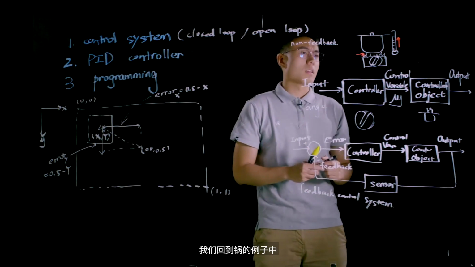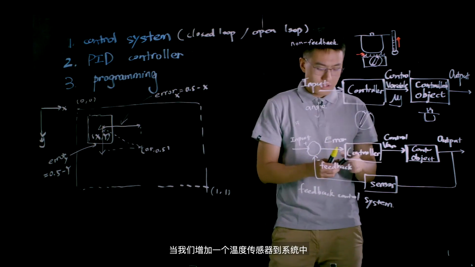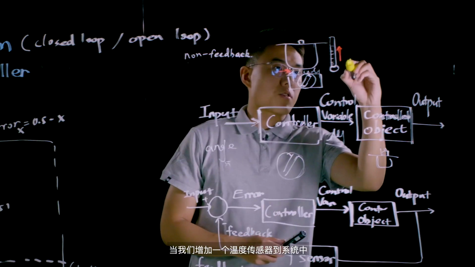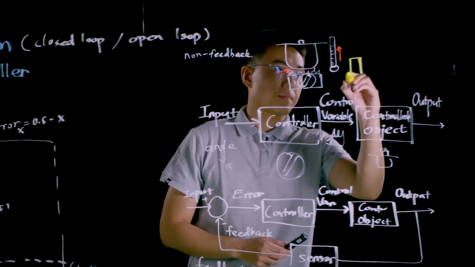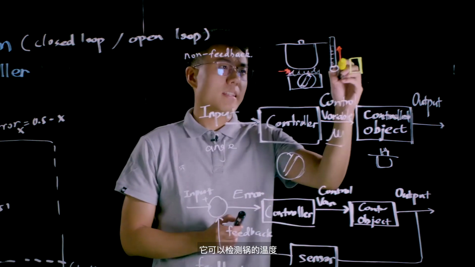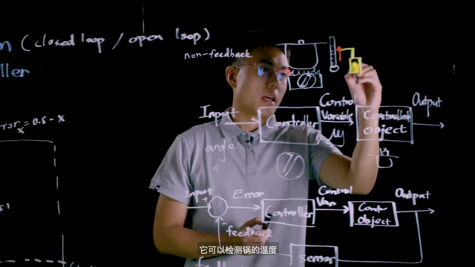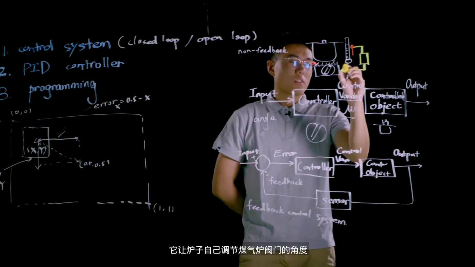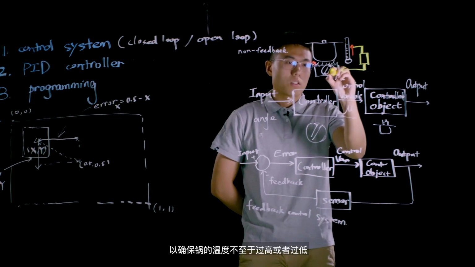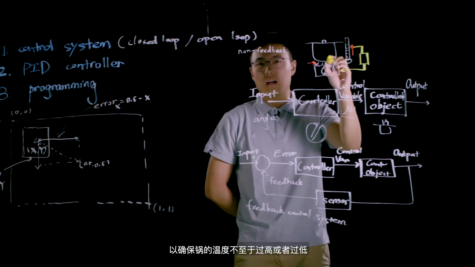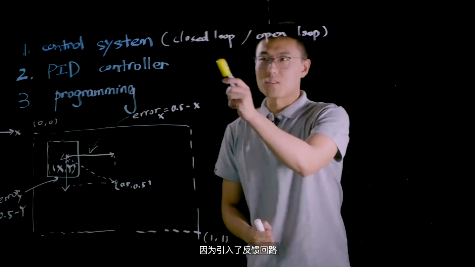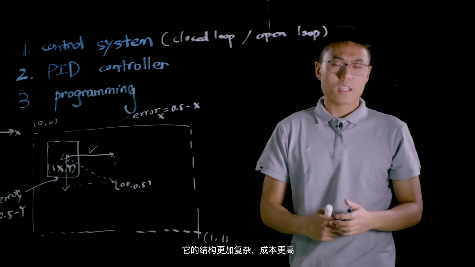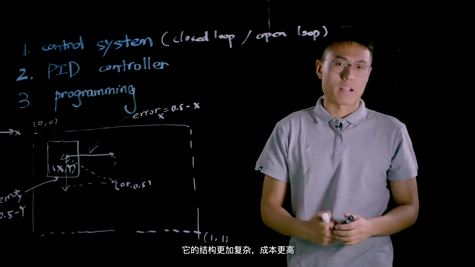Now let's go back to the gas stove example. If we introduce a temperature sensor into this system, and it can detect the temperature of the pot and provide it as feedback to the system, it allows the stove itself to adjust the angle of the valve to ensure the temperature of the pot doesn't go too high or too low. Since the closed-loop control system has a feedback loop, it is structurally expensive and complex.